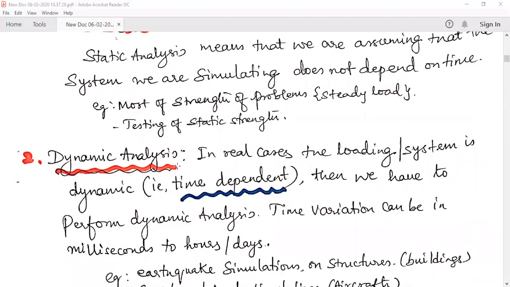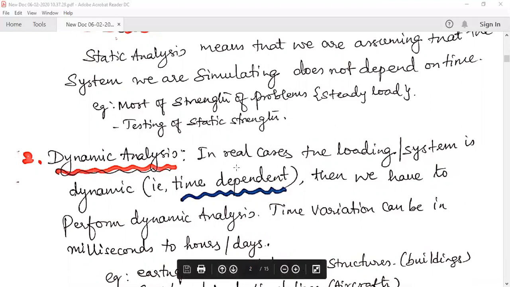Now comes the dynamic analysis. This is a very important area where we assume that load is not constant, okay? It is varying with the time. So the time factor comes into picture. We assume that load is actually varying with the time. You will not see a constant load acting on the machine component.